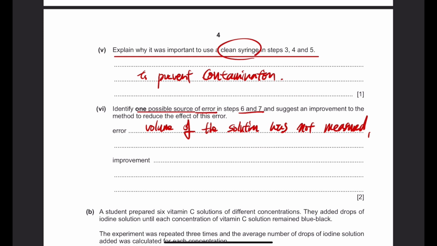Which means the drop size can actually vary. The first drop can be quite large, and the second drop can actually be small, depending on how much pressure you put on the dropping pipette. So the size of the volume of the solution is inconsistent. So for the improvement, the student could use a syringe.